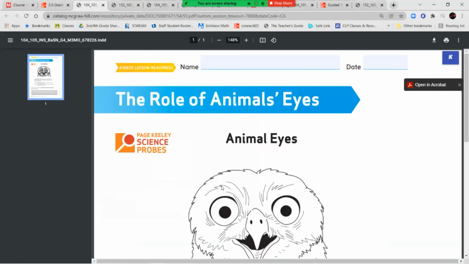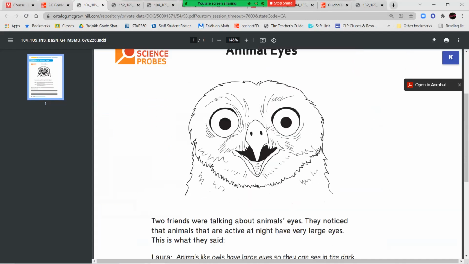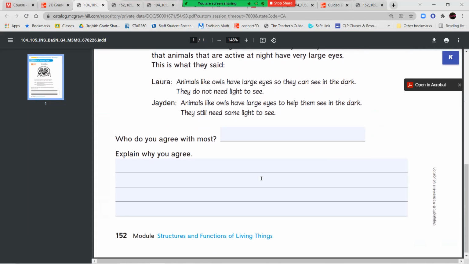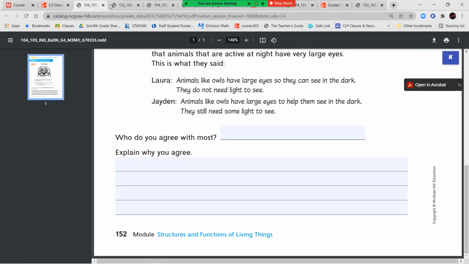All right, now for our first page in your science for this lesson, on the role of animals' eyes, you're going to open up and read the scenario between the two friends, decide which one you agree with the most, and explain why. So remember to use complete sentences and neat handwriting, or if you're going to be typing it up, if you're working from home, you can do that as well. Just make sure to check your spelling and grammar as best as you can.